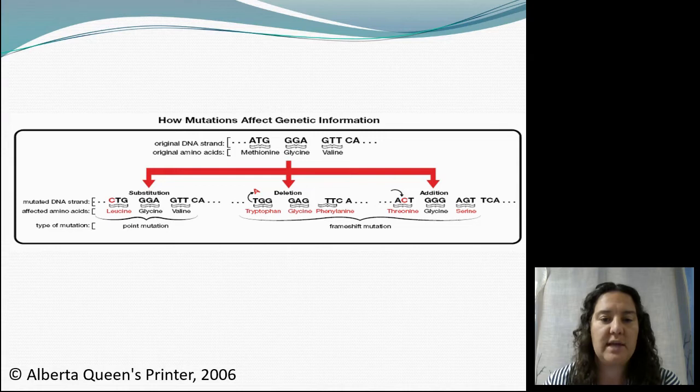However, in a frame shift mutation, if we deleted an A, we've changed all 3 amino acids. And if we've inserted a C, we've only changed 2 of the 3, but we still see that there's a bigger change in the amino acids of the protein if we have those frame shift mutations.